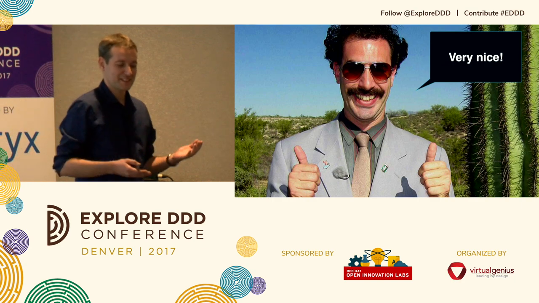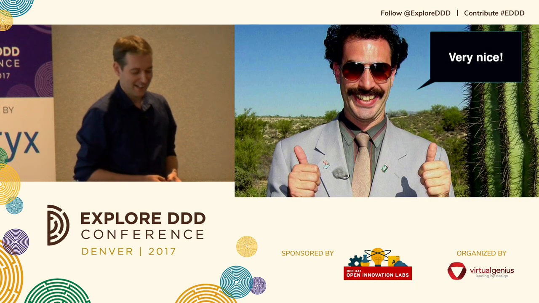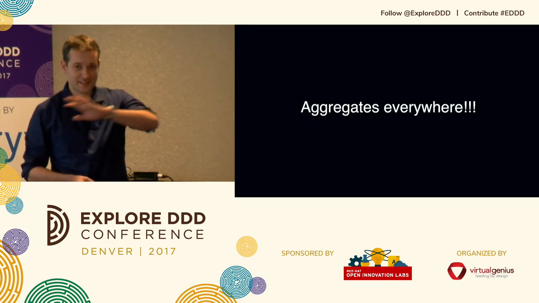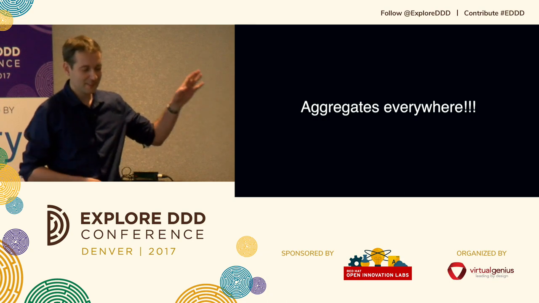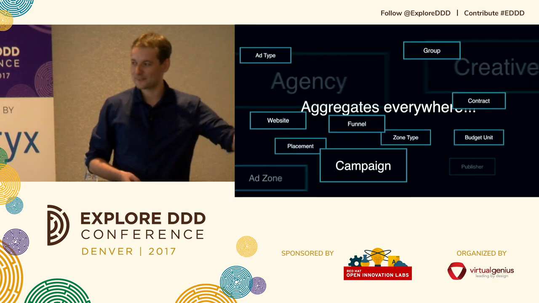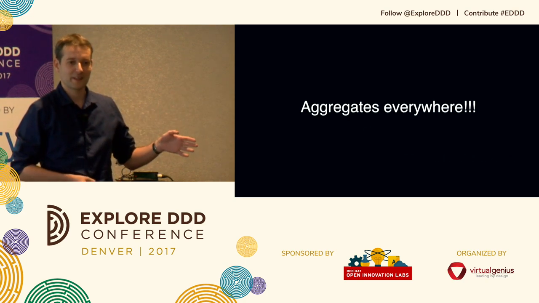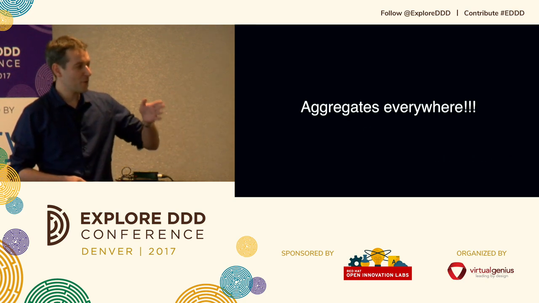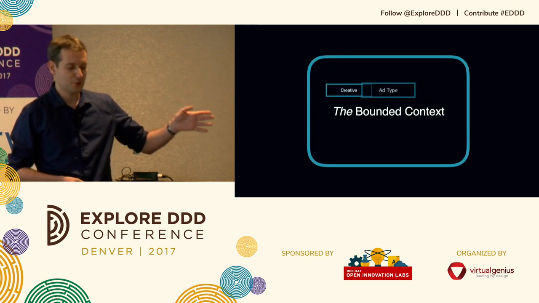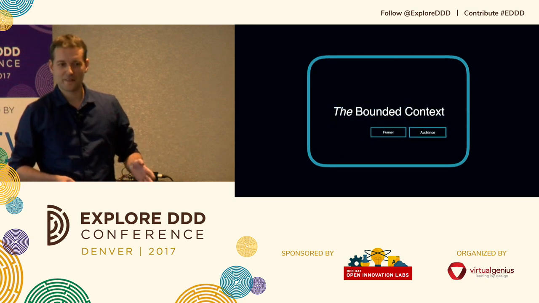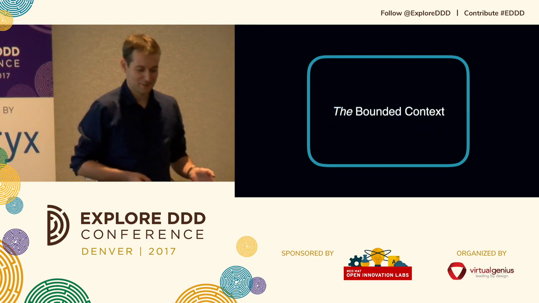Guess how the system was initially designed? Its architectural style could be neatly summarized as aggregates everywhere. Campaigns, placements, funnels, creatives, each and every noun in the requirements was proclaimed as an aggregate. And all those aggregates resided in a huge, long bounded context. Yeah, exactly the same monolith that everyone warns you about nowadays.